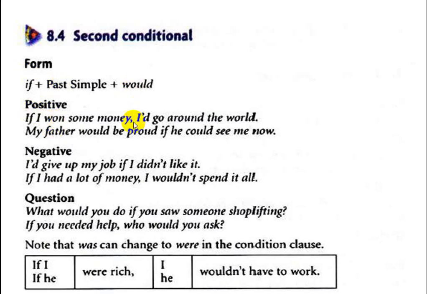هاي إذا كانت الإف في بداية السنتنس قلنا لازم we must put a comma. My father would be proud if he could see me now. بما أنه الإف في وسط الجملة ما يصير أن نضع comma. So here if, الباست simple and الwould. Okay.